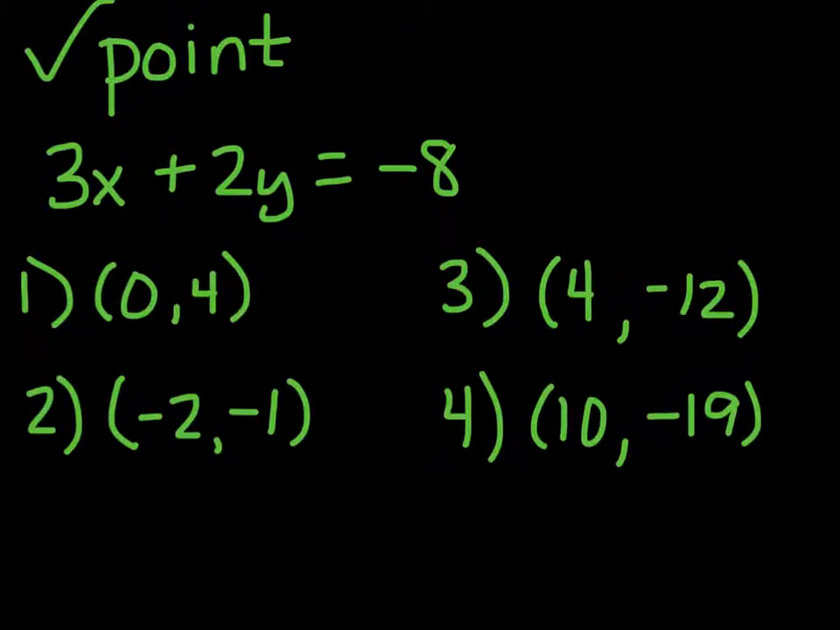Here's your first set of checkpoint problems. Tell whether each ordered pair is a solution of 3x plus 2y equals -8. Press pause while you work. There's more to come.